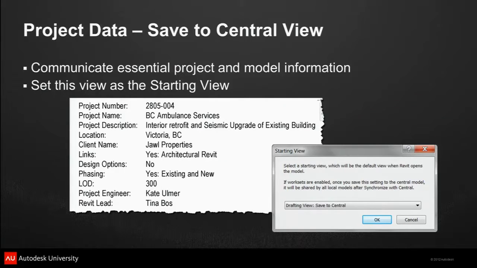So location, client names, are you using links, are you using design options, are you using phasing? These are things people should know when they open your project. The level of detail, who are they going to talk to? Of course, you can save this view as a starting view. Every time the project opens, that's the first screen they see. It's an excellent way to communicate information about the project.